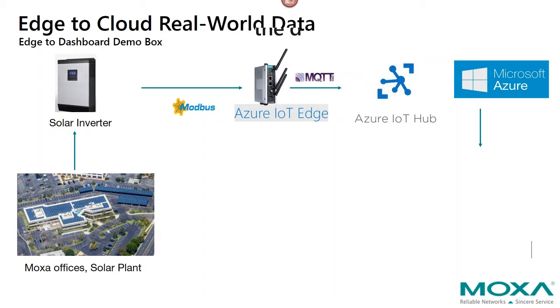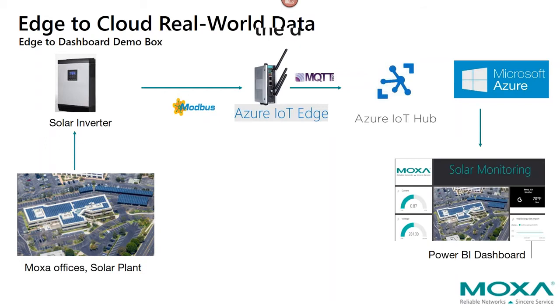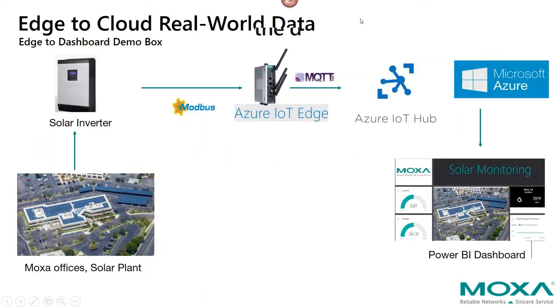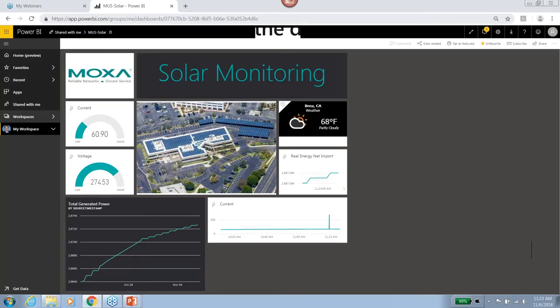We're also running some local analytics on the gateway with Stream Analytics in Azure IoT Edge. Through MQTT, we publish this data to Azure IoT Hub, and then that resulting data is taken from a data lake in Microsoft Azure, and we've created a simple Power BI dashboard. We'll now bring up that dashboard and quickly show you live data coming directly from our headquarters.